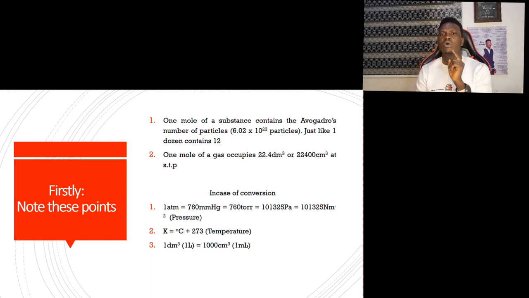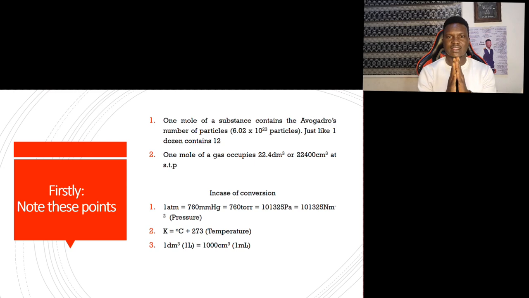Now, when we go on with our calculations, sometimes they will give you pressure, and that pressure might need to be converted. So that's why I want you to note this point that I put here. 1 atmosphere is equal to 760 millimeter of mercury, which is equal to 760 torr, which is equal to 101325 Pascal, which is equal to 101325 Newton per meter square. These are units of pressure, so please note them.